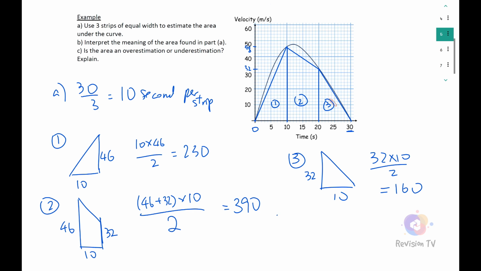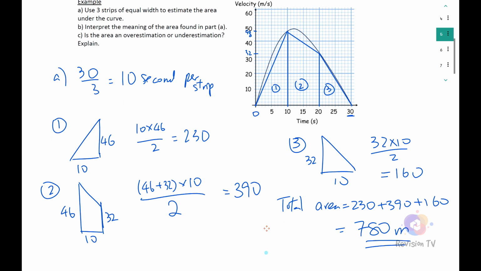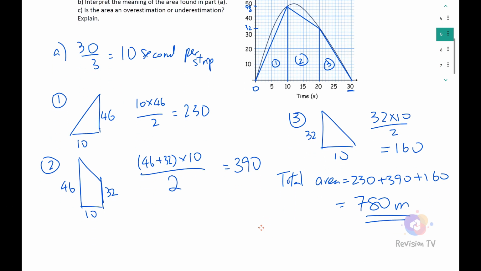Therefore, the total area equals, add them all up, 230 plus 390 plus 160. That would have been 780. Units, we know it's about the distance, so the unit will be meters. Okay. Question B, interpret the meaning of the area. We found part A, I just said it. So the area represents the distance traveled.